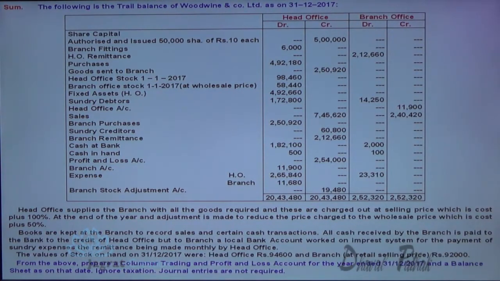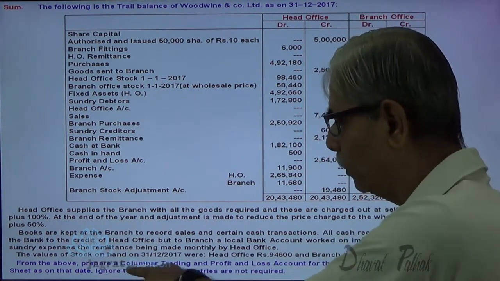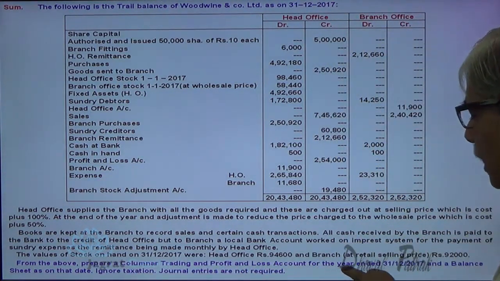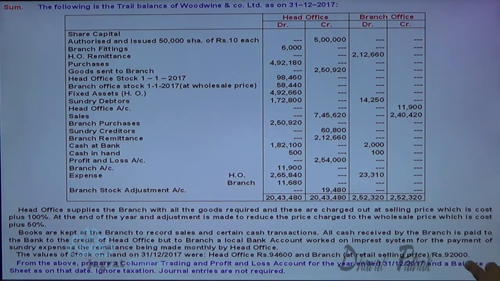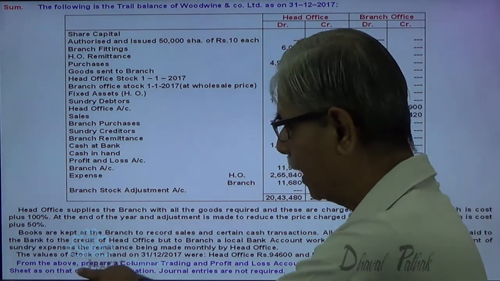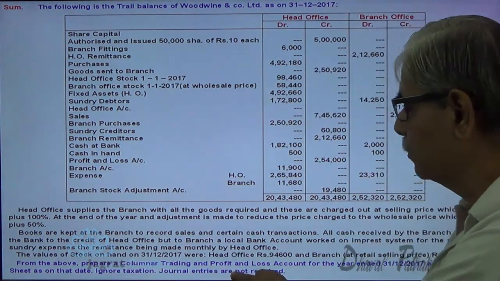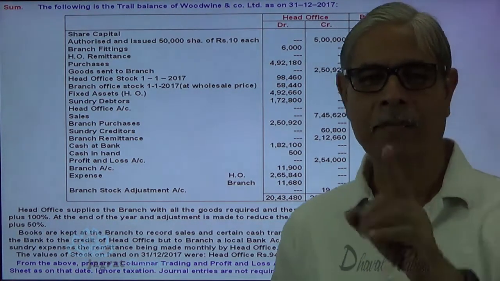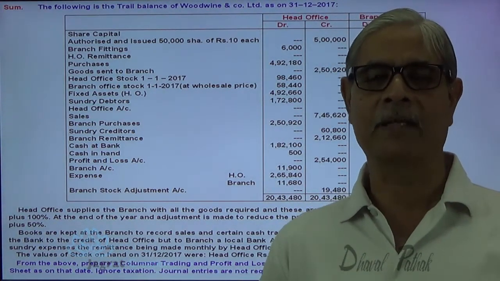From the above, prepare the columnar trading and profit and loss account for the year ended on 31st of December 2017 and the balance sheet as on that date, ignoring taxation. Journal entries are not required, but I am going to write down the absorption entry for your better understanding.